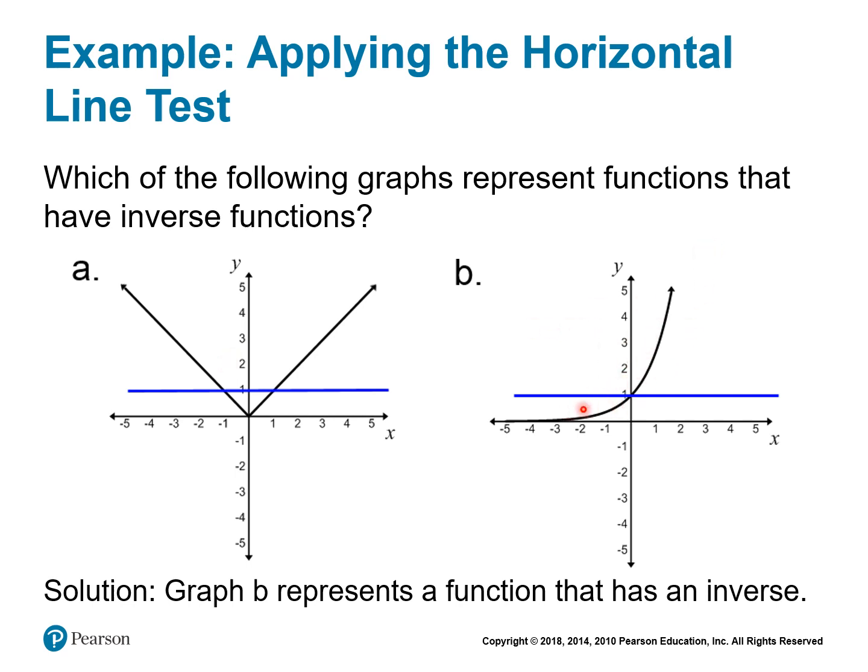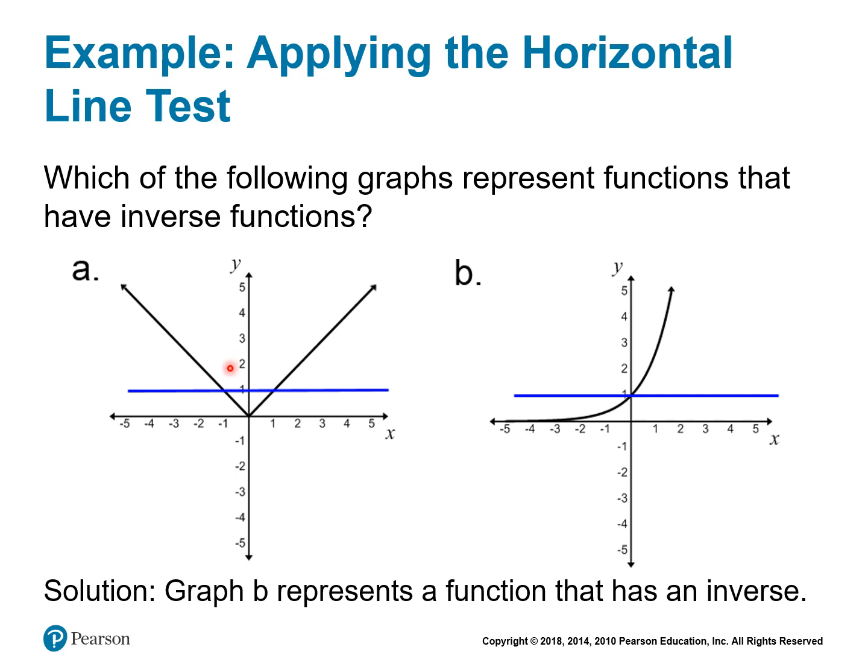B, on the other hand, this graph here, an exponential graph, we draw the horizontal line and we see it intersects at one point. You can draw other horizontal lines through this graph as well, and they will all intersect the graph at exactly one point. So the conclusion is graph B represents a function that has an inverse.